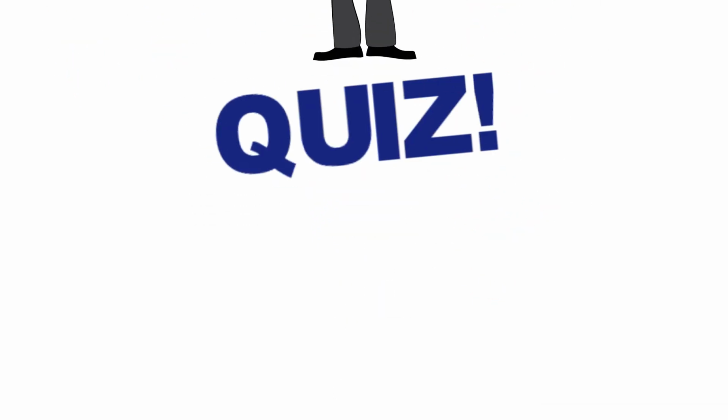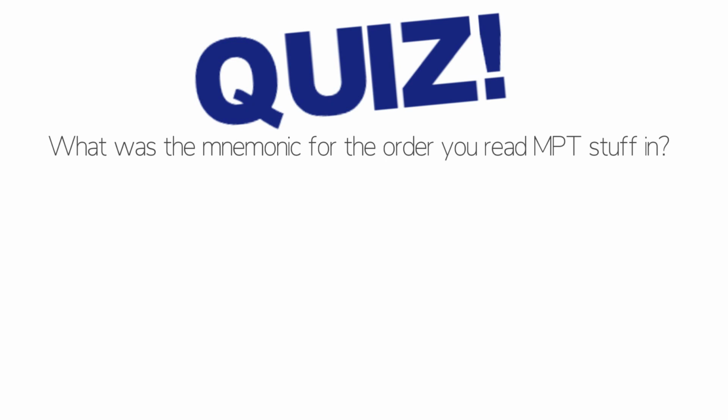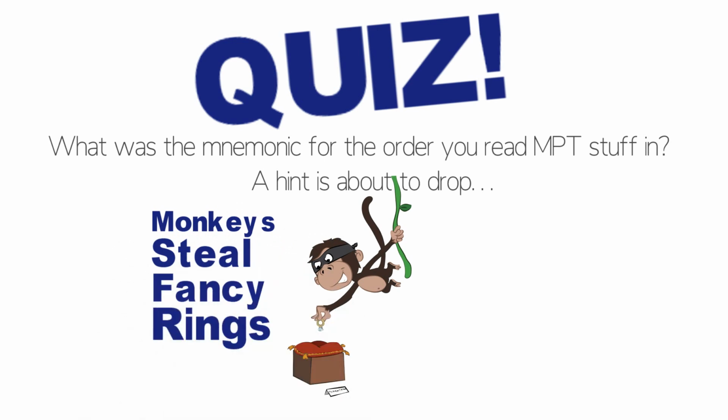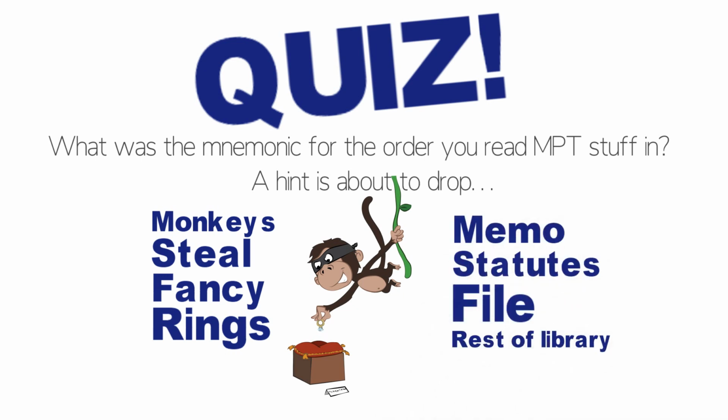Alrighty, before we go, quick quiz. What was the mnemonic for the order you read MPT stuff in? Monkeys steal fancy rings. What does monkeys steal fancy rings stand for? Memo, statutes, file, rest of library. Again, memo, statutes, file, rest of library. Got it? Yeah, you do.